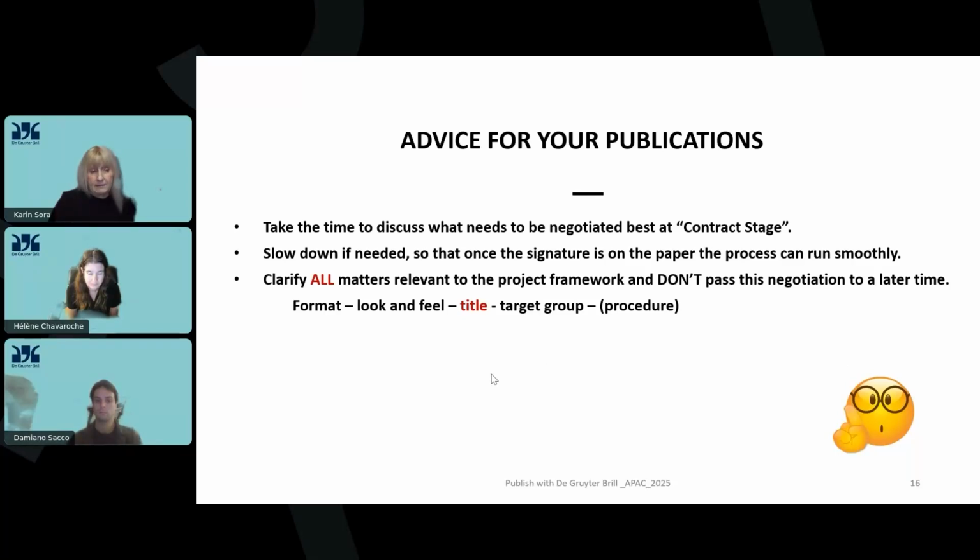All matters should be clarified. Everything that is in connection with the project's framework should be discussed at this stage and not passed on to a later time. So the format, the look and feel, the title, the target group, and sometimes also the procedure should be clear before you start. And I'm going to talk about the title because this is one of the most important metadata.